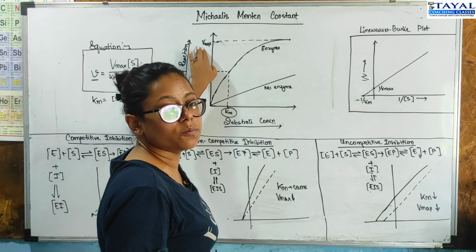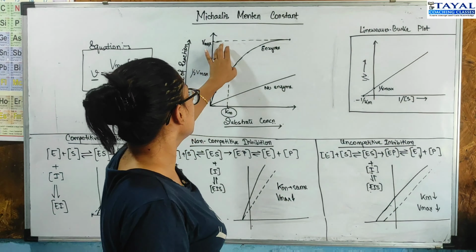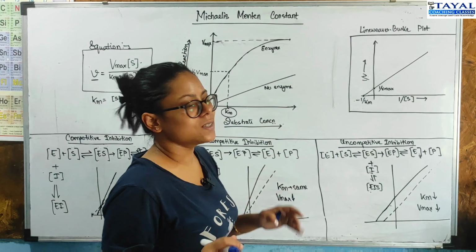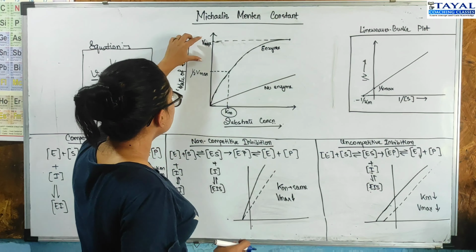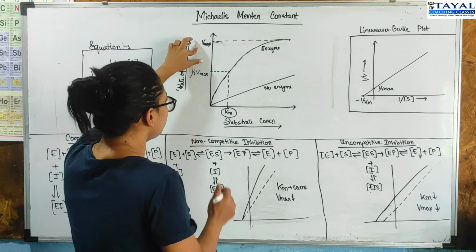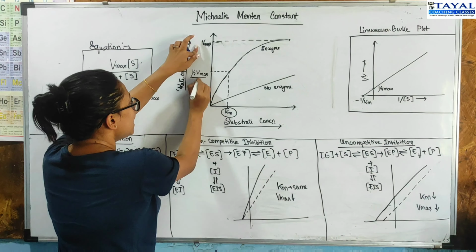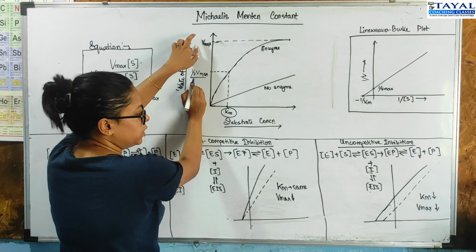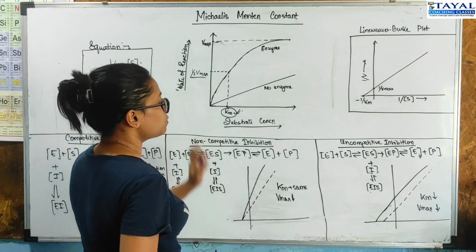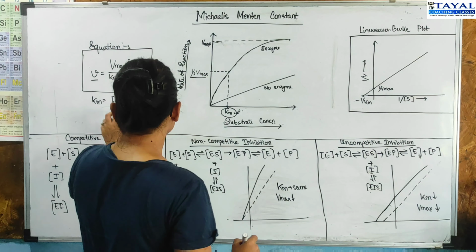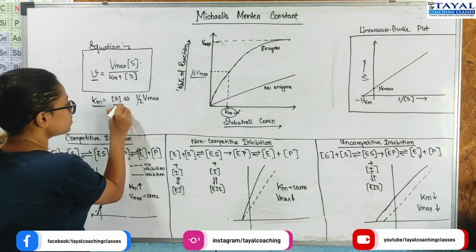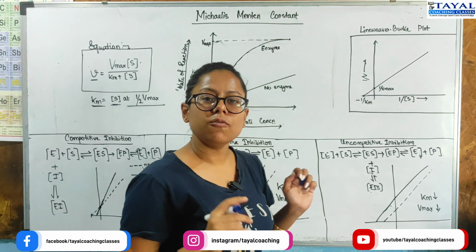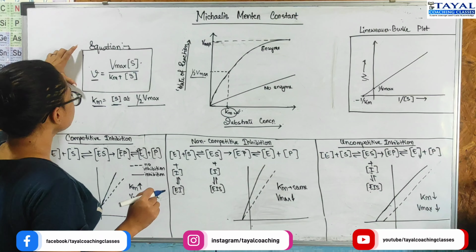Beyond that, which is the max velocity that can be reached, the reaction is not going to get affected by increase in substrate concentration. This particular Vmax, the half of it is known as half Vmax. And the substrate concentration at which any reaction reaches half Vmax is known as its Michaelis Menten constant. Okay, so Km is the substrate concentration at which any enzymatic reaction will reach half of the maximum velocity.